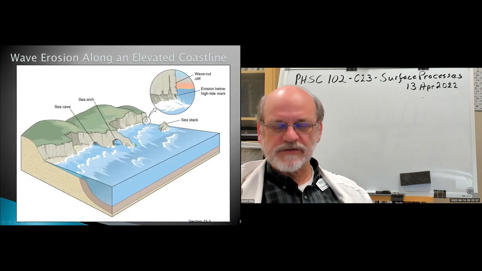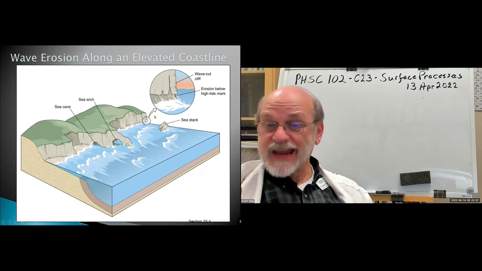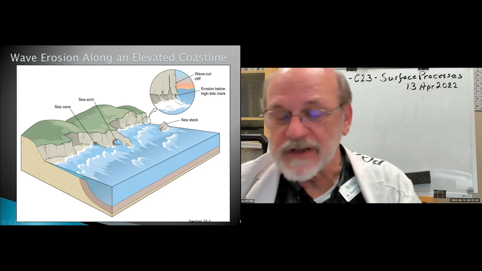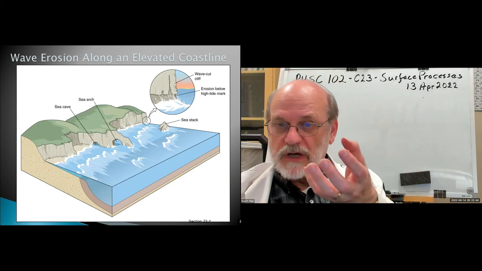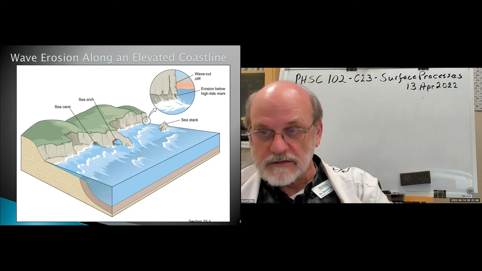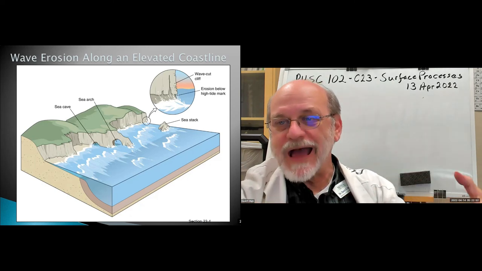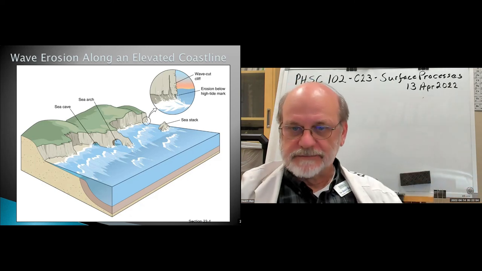So this is an illustration of some of those things that can happen. Sea stacks, there's an arch, there's a cave, and you can get undercutting, a wave-cut cliff. When that happens, eventually you exceed the ability of the cliff to hold the overburden up and it falls into the ocean. So you can actually, over time, cut the cliff back by undercutting it.